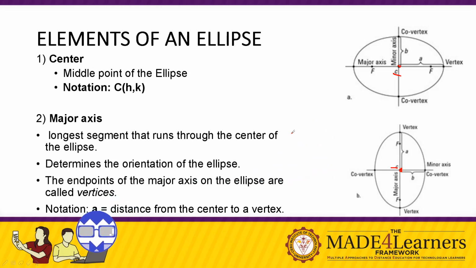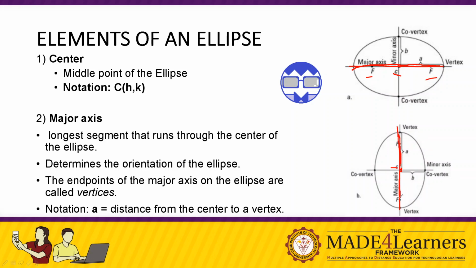For the notation, the distance from the center to a vertex is letter A, small letter a. To explain, our major axis for the horizontal is this. It's not really accurate, but that's the major axis. It passes through the foci, the two focus. Okay, passes through the two points. And for the vertical, we have this here. The endpoints of this major axis are called vertices, or in singular, it's just a vertex.